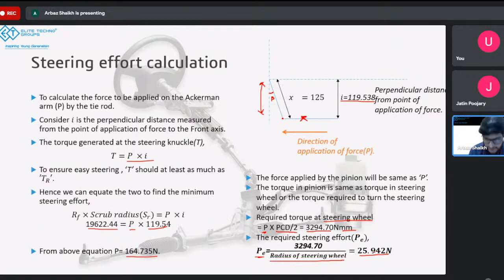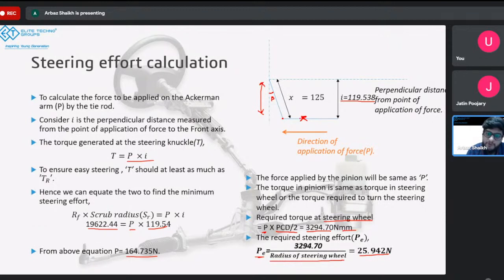This is the minimum force that you need to apply, and it is well below the safety limits or the maximum limit of force that a human can apply. Okay, so once again, I'll just review this slide because it's a very important slide. To calculate the force applied by the Ackerman arm by the tie rod, let's call that force P, right?